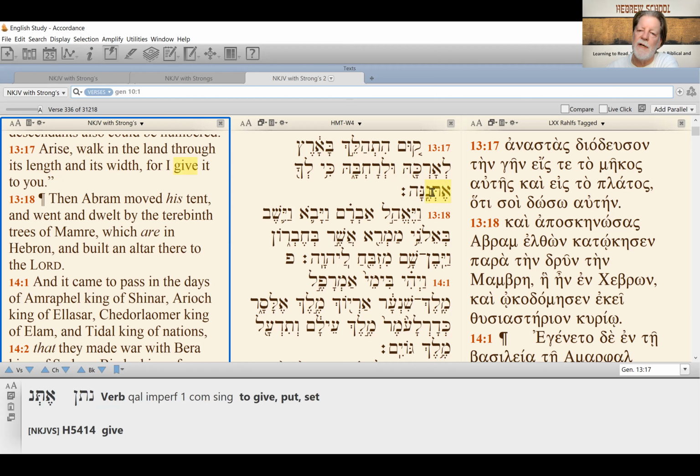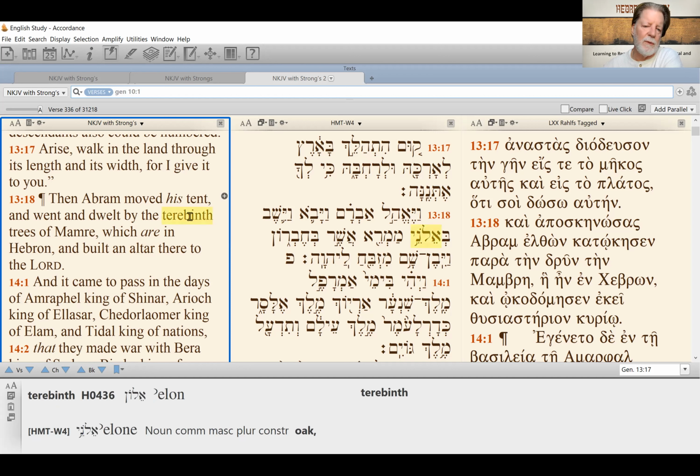Here again, we have Natan. God is saying, I will give it to you. So every place you see, I'll give it to you. And every place you walk, every place your foot falls, I will give it to you. Then Avram moved his tent and went and dwelt by the terebinth trees of Mamre.